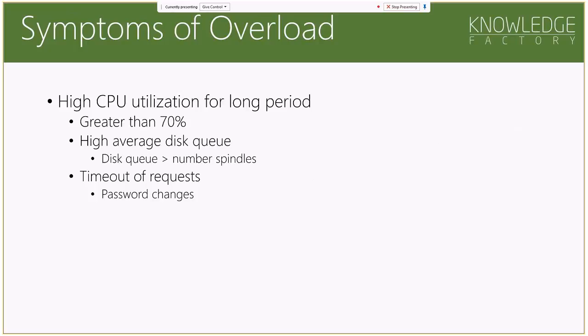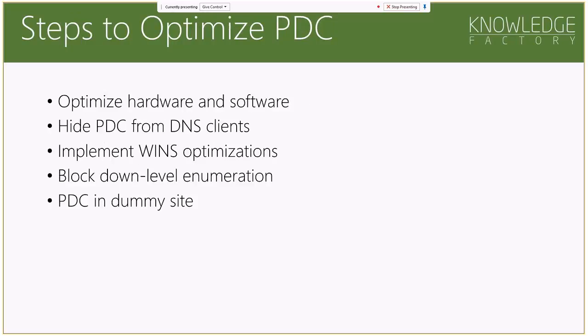So how do we actually see the symptoms and fix this? The first is high CPU utilization for a long period, greater than 70%. High average disk queue, which means the disk queue is larger than the number of spindles or SSDs. Timeout of requests. When you do a password change, it takes a long time. So how do I optimize my PDC? Well, optimize hardware and software, hide the PDC from DNS clients, implement WINS optimizations, block down-level enumeration, and put the PDC in a dummy site. So let's look at what that really means.